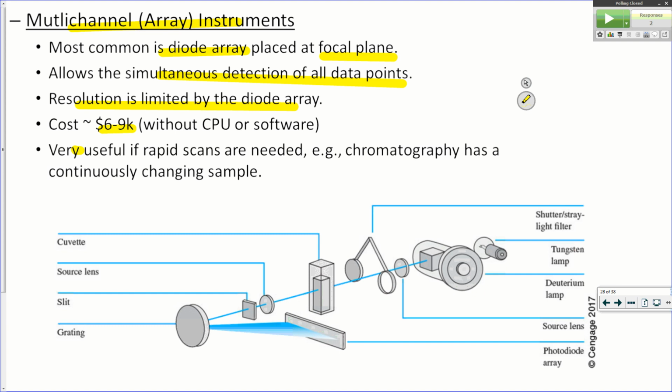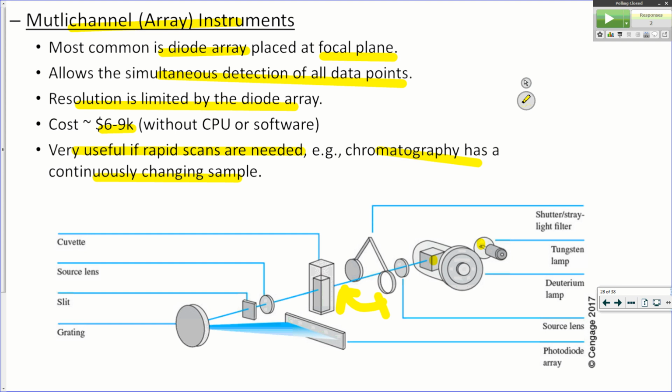The good thing about diode arrays is you can get very rapid scans. So if you have a sample that's changing continuously, you can monitor a spectra as a function of time. So if we look at examples, here's an example of a light path. You've got both a deuterium and a tungsten lamp. You've got a shutter that's going to go back and forth. So if you remember that instrument made a clicking sound when you zeroed, part of what happened is a shutter went in front of those sources and blocked all the light from hitting the detector.